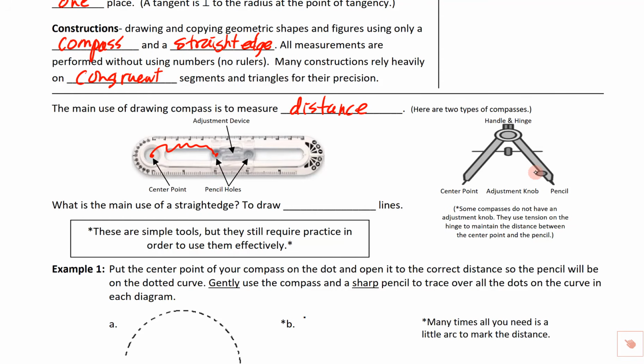Okay, and then over on this compass right here, the way we measure distance is this right here. So this is the distance that we would measure using that type of drawing compass, and this is what we're going to use.